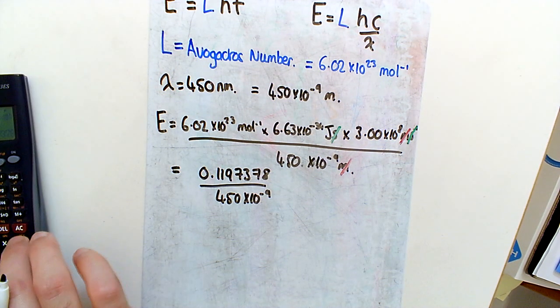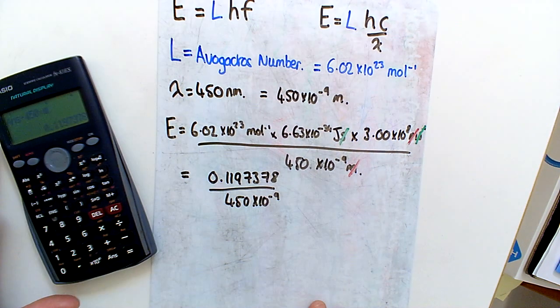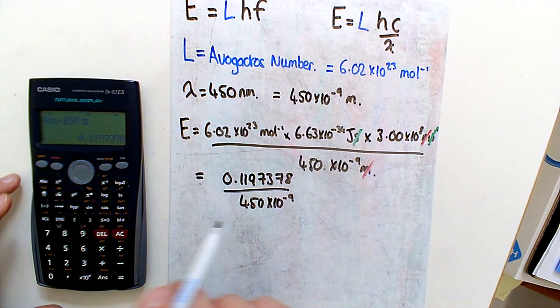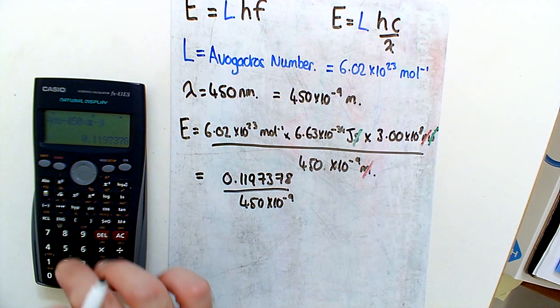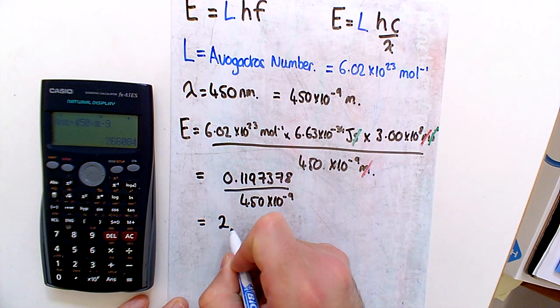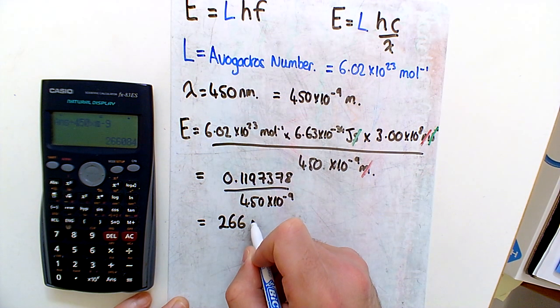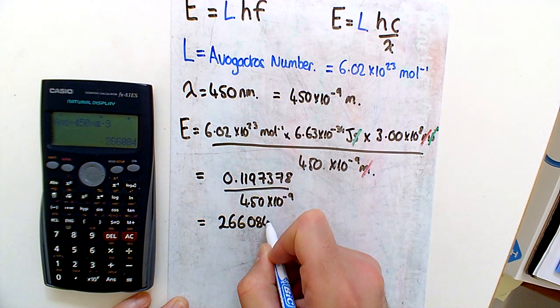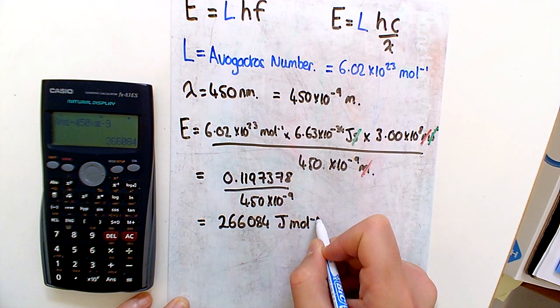So, divided by 450 times 10, sorry, I'm doing it on the calculator. So I just cut that number, divided by 450 times 10 to the minus 9, equals 266,084 joules per mole.